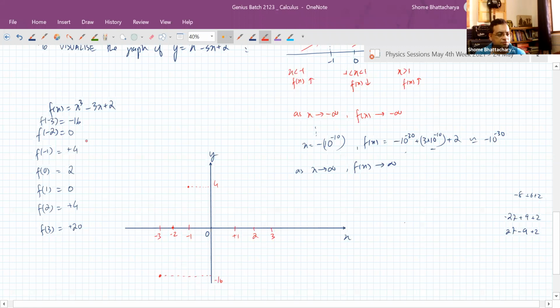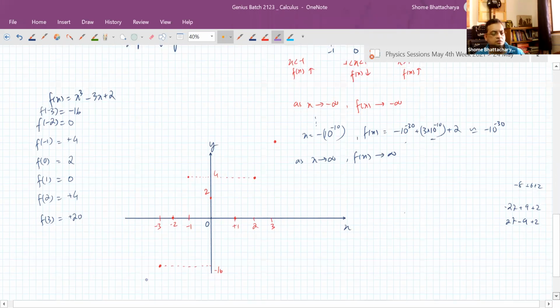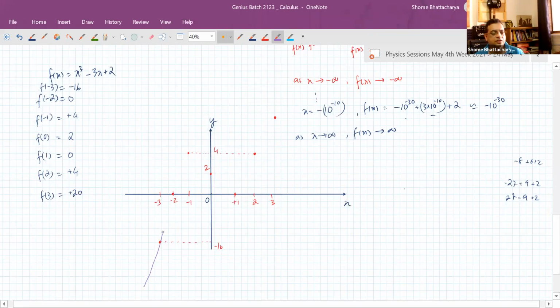Okay. Then by the time we come to 0, the function has reduced to 2. So it's somewhere here, let's say. Okay. Then by the time we come to 1, the function has become 0. Then by the time we go to 2, it has again become 4. So it's here. And 3 has become much larger, so plus 20, just like this. Okay, so we can roughly say that the function, and of course as x is tending to minus infinity, it is minus infinity, so it should be coming from minus infinity like this.